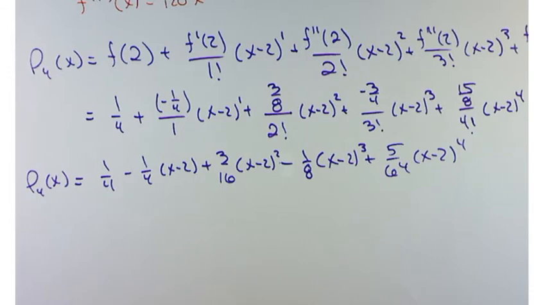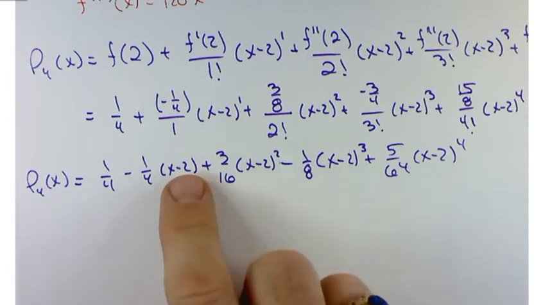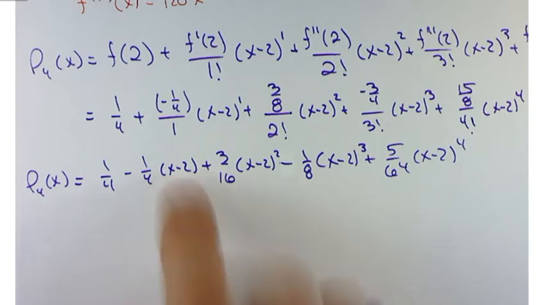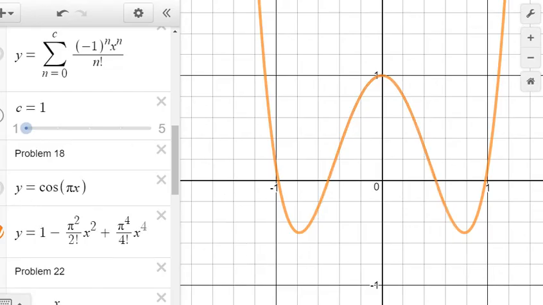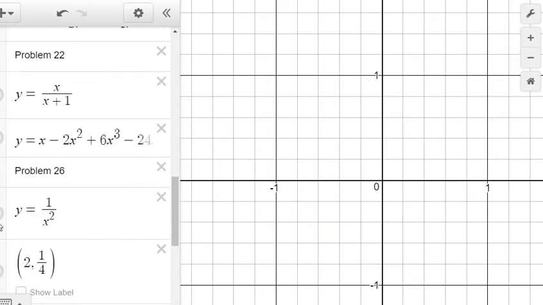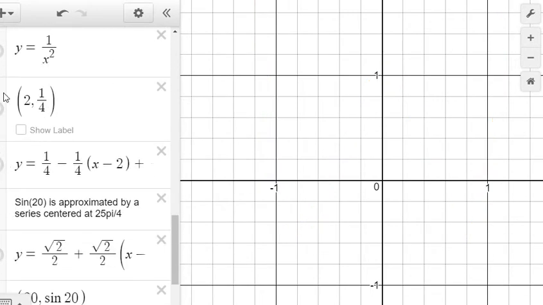Anything else on problem 26? If we had center at -2, we would have x plus 2, right? Yeah, if you had a center at -2, x minus -2 would end up being a plus here. So, yeah, great question. Let me see if I got that one pre-programmed in here. Yeah, here we go. So there's our function.